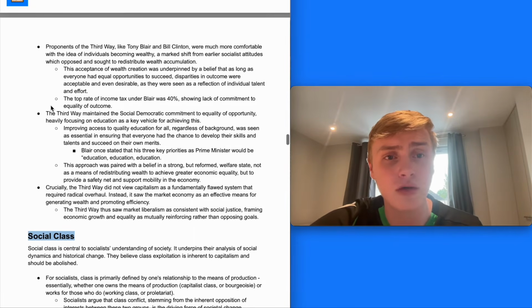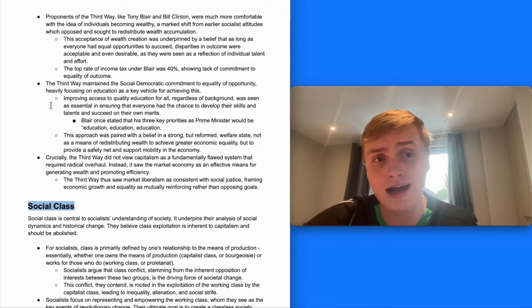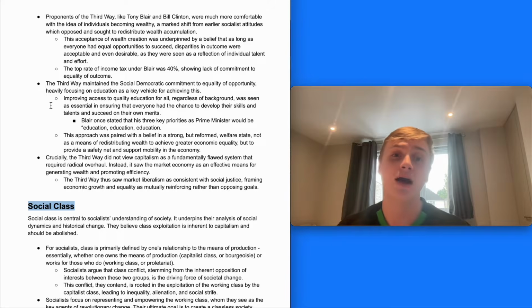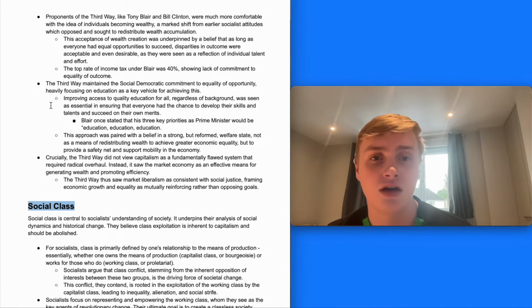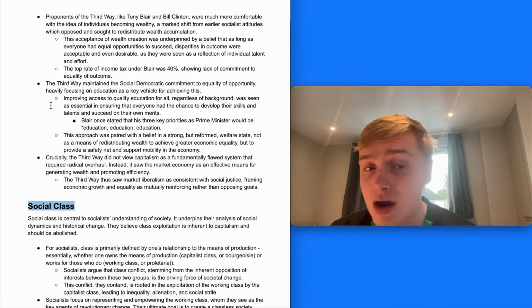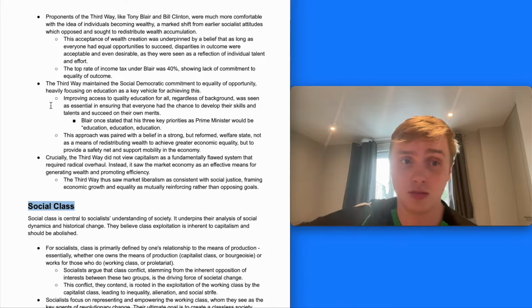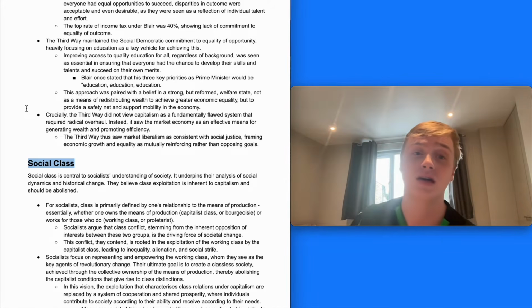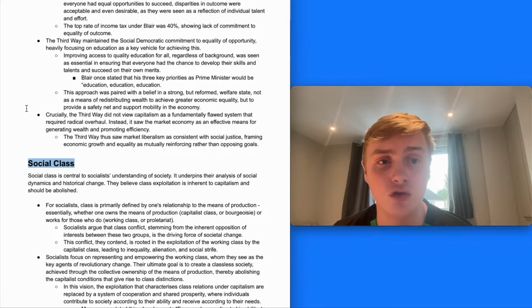This acceptance of wealth creation was underpinned by a belief that as long as everyone had equal opportunities to succeed, as a pursuit of equality of opportunity, disparities in outcome were acceptable and even desirable, as they were seen as a reflection of individual talent and effort. So the top rate of income tax under Blair was 40%, much, much lower than under social democracy. The third way did maintain this social democratic commitment to equality of opportunity and heavily focused on education as a key vehicle to achieving this.